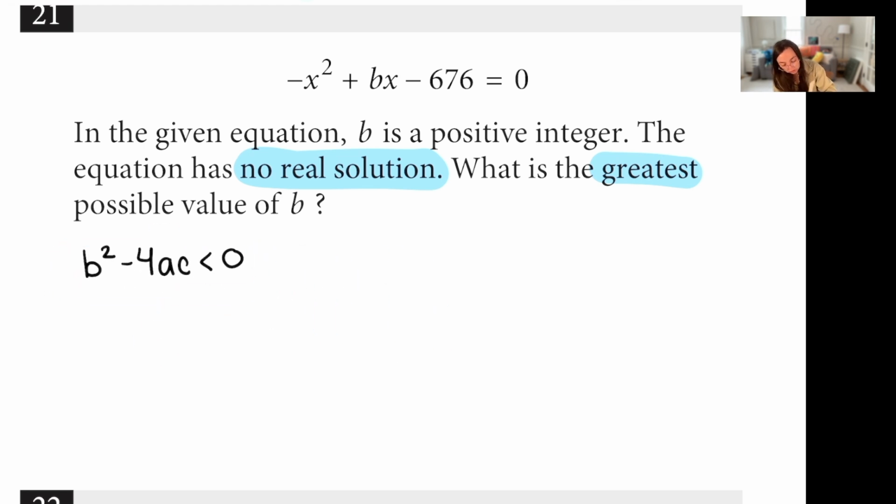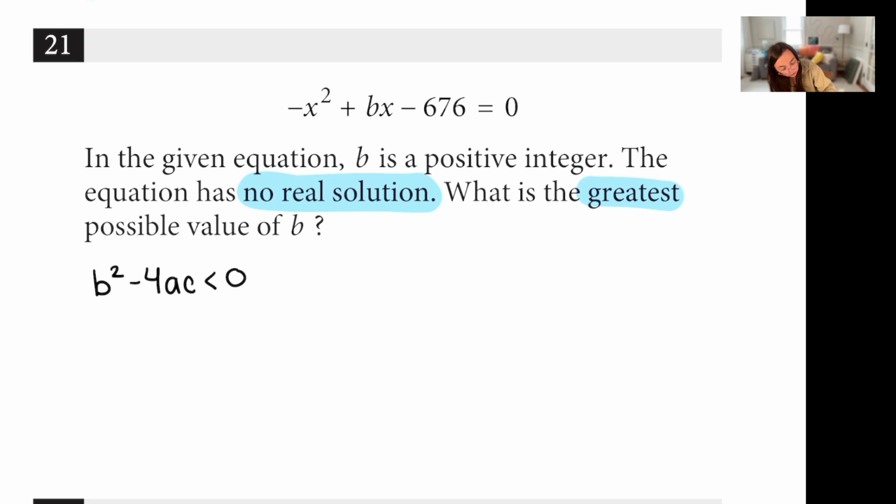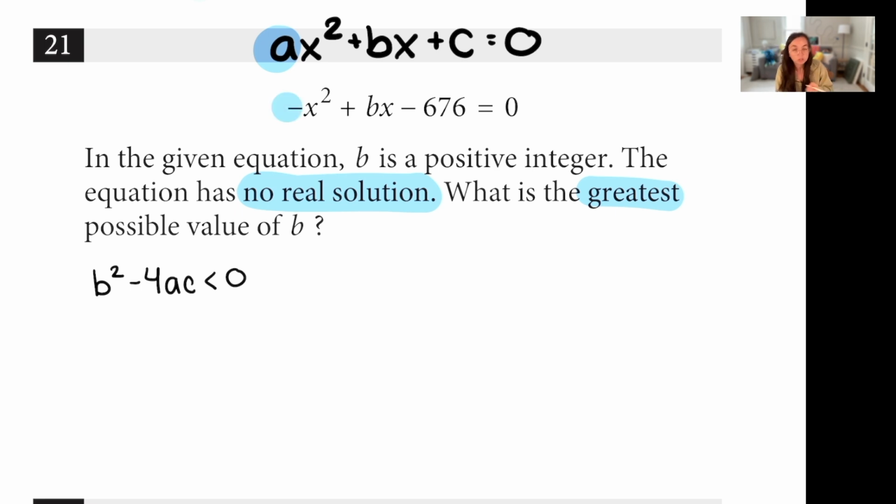So the way we're going to do this, some students have trouble pulling the coefficient, so let me rewrite it here. ax squared plus bx plus c equals 0. So the coefficient is that number in front of the x squared. Here it's just a negative, which is going to give us -1. So a is -1. And then we've got b, which we're looking for, so we don't actually have b. So b is just going to be b. And then we've got c, and c is this right here. Don't forget to bring in that minus. It's going to be -676.